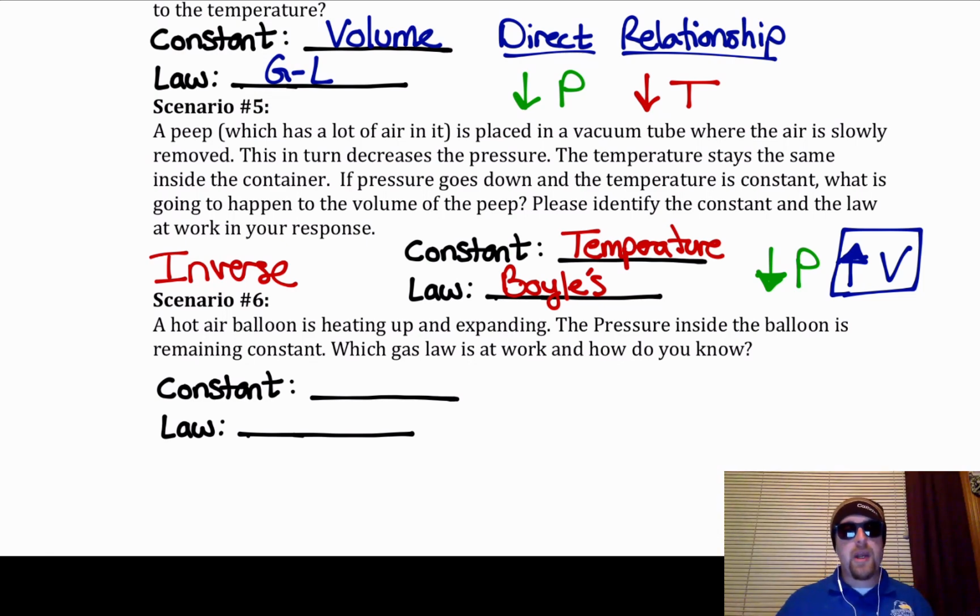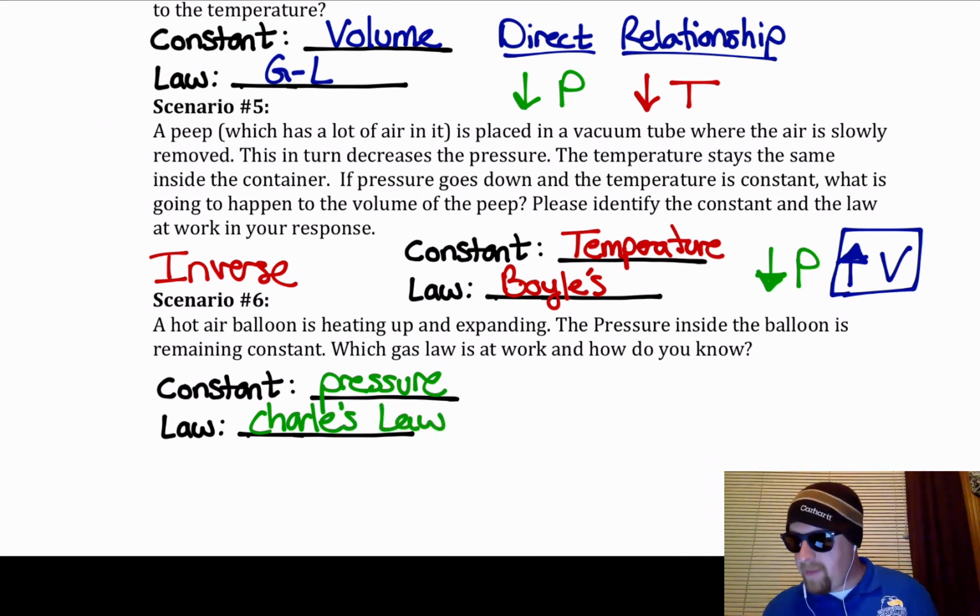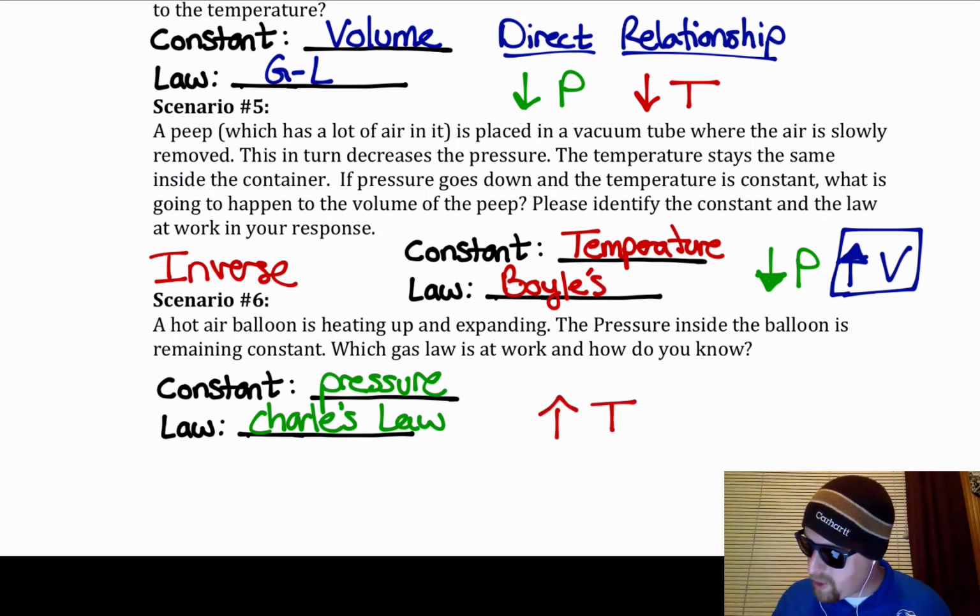Last but not least, scenario 6 is very similar to the scenario I gave you in class. A hot air balloon is heating up and expanding. The pressure inside the balloon is remaining constant. So we know that pressure must be constant. This is going to be Charles' law. And because the hot air balloon is heating up, there's an increase in temperature.